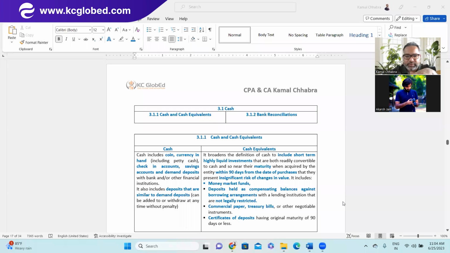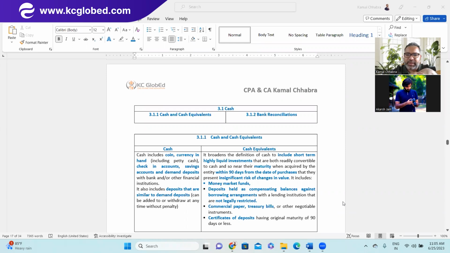Today we'll be covering cash and cash equivalent as the first topic, and the second topic we'll be covering is trade receivable. So this is the plan for today. Cash and cash equivalent, as you know, has two major topics. One is what cash and cash equivalent is, and second is bank reconciliation, which is also part of this topic. We'll be discussing both parts in detail one by one.